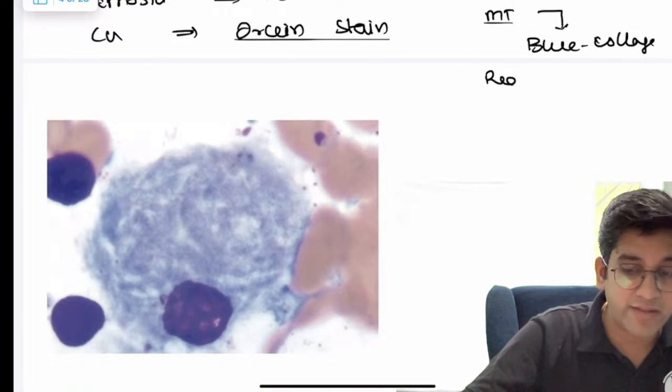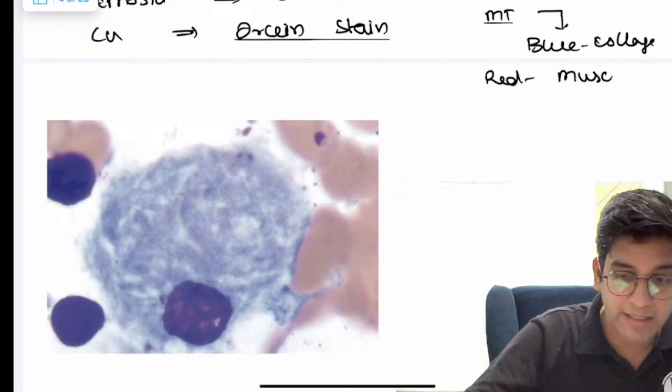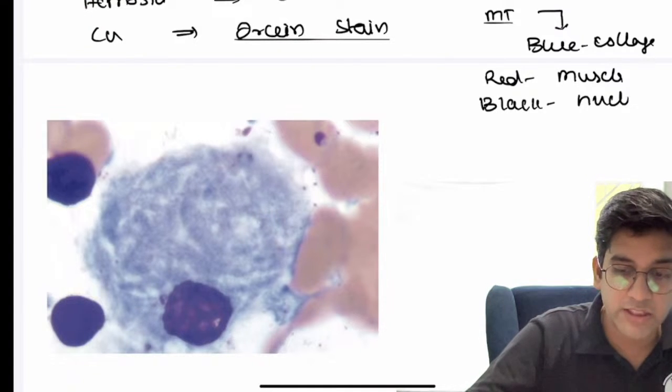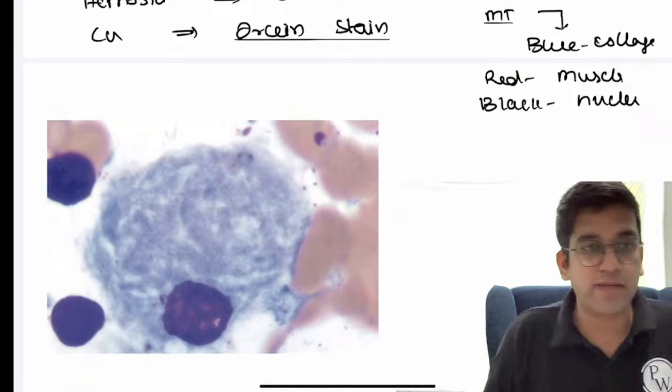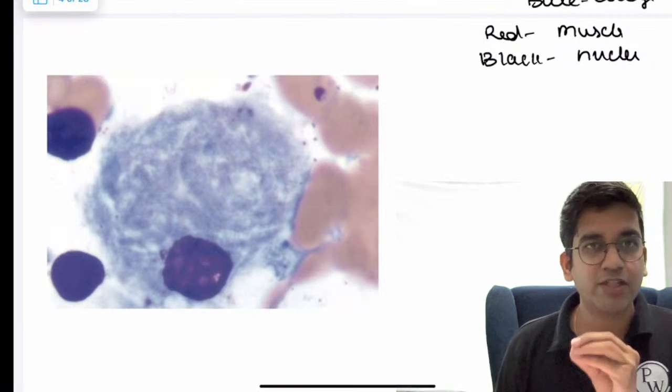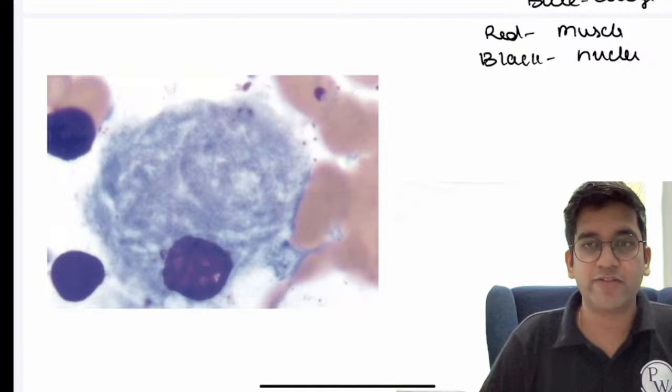And if you want to know the other colors, red color will be for the muscle part, and black color will be for the nucleus part, right? So these are the 3 colors which are seen in Masson's trichrome, right? Amazing, great. Let's go to the next question. This is a spotter. Let's see if anyone can give the right answer.